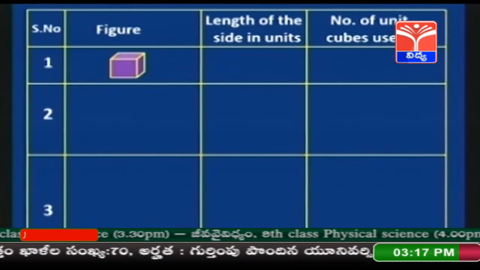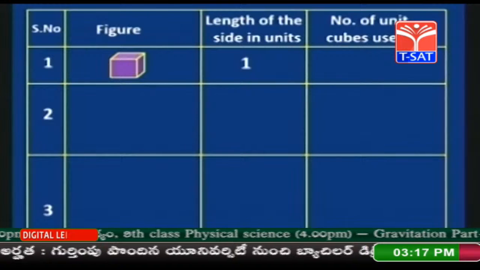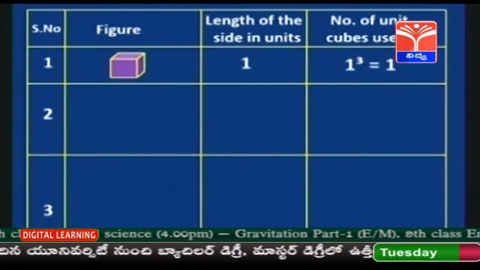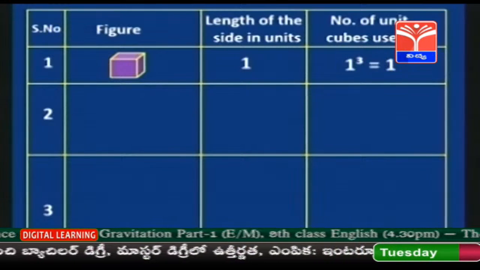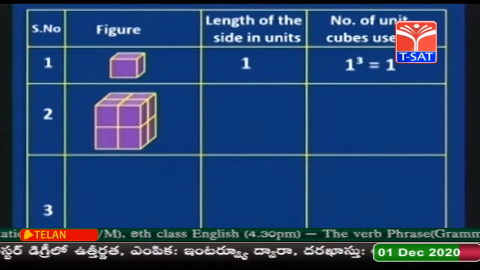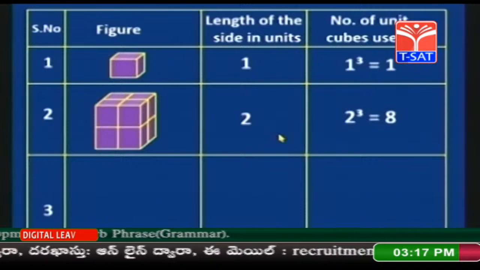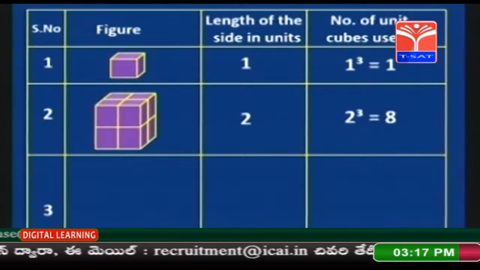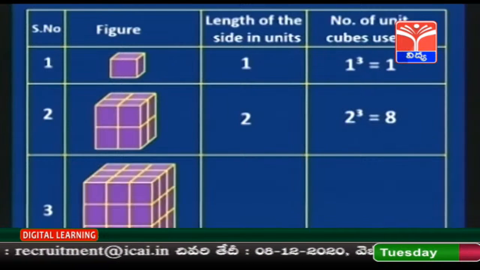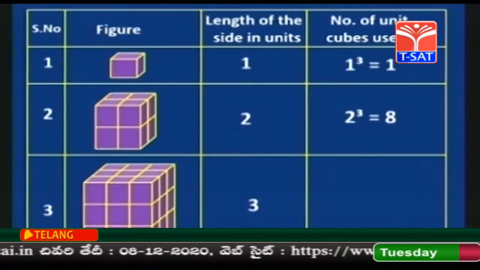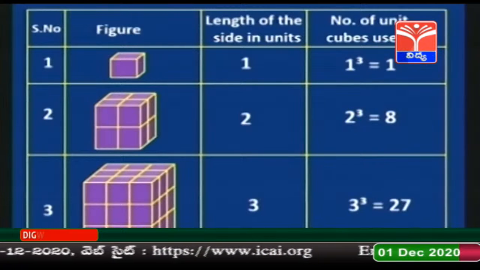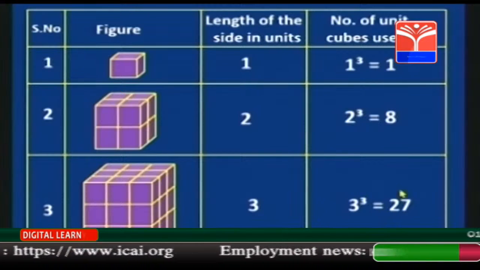Children, observe the table here. I am taking one cube. The length of the side is 1 unit. The number of unit cubes is 1 cube, which is equal to 1. Second diagram, I am taking a cube. Length is 2. Number of unit cubes is 8. How did you get that? 2 into 2 into 2. Third cube, length 3. Number of unit cubes is 27. How did you get this? 3 into 3 into 3.